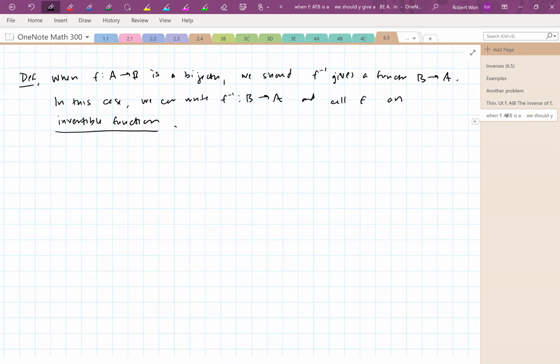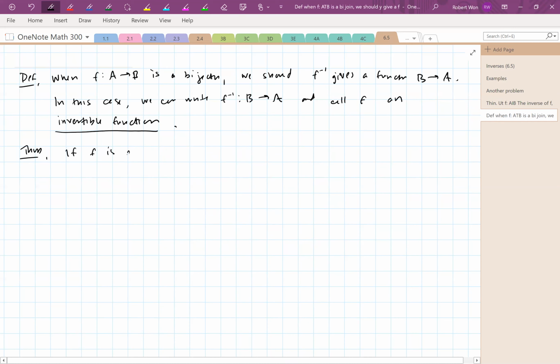Okay, now this is probably not the definition of the inverse that you're used to. Maybe the definition of the inverse that you're used to is that the inverse sort of undoes the function, right? If you do f and then you do f inverse, it's like you did nothing at all. So that will be the content of the next couple of theorems.